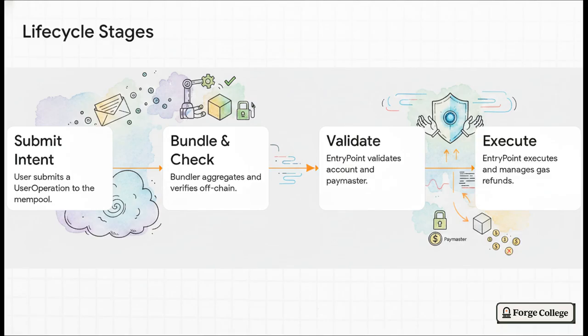Step 3, this batch goes on-chain where the entry point validates the operations against the account and any paymasters. And finally, Step 4, if all the checks pass, the entry point executes the call data and meticulously refunds the bundler's gas. But if validation fails, the whole operation just reverts.